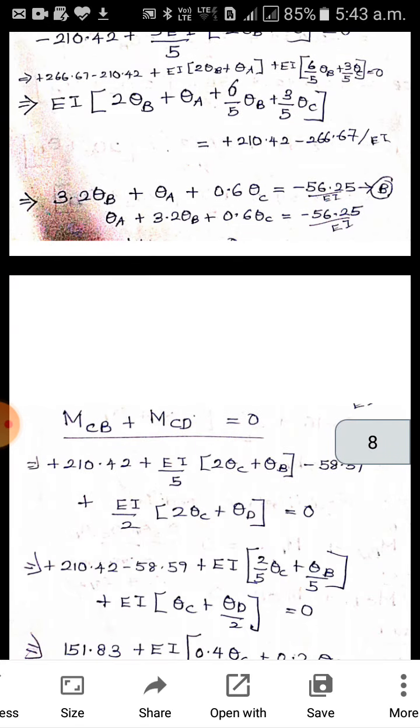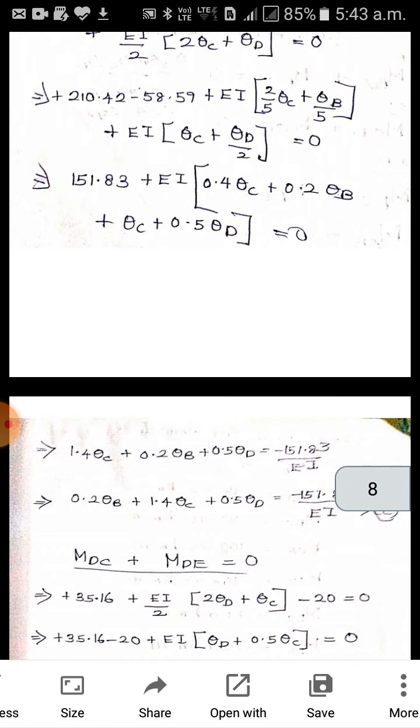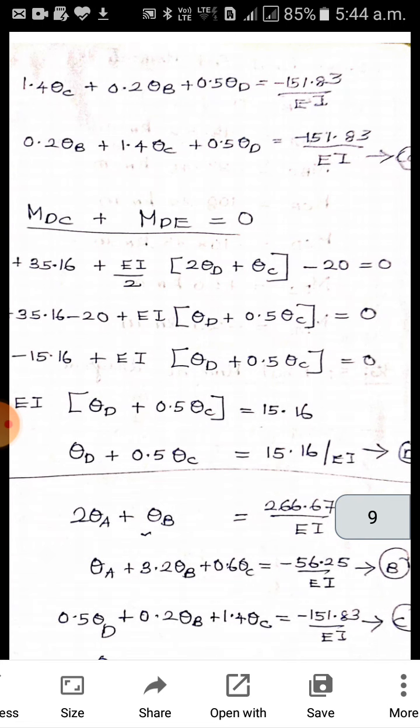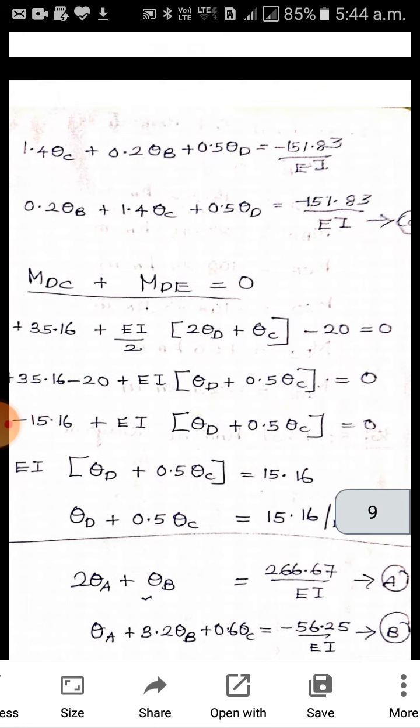You'll have one equation. MCB plus MCD equal to 0. You'll have another equation. See, all the equations are given. MDC plus MDE equal to 0. Again you have an equation. I have given the equations in the order A, B, C, D. See the last equation, you only have theta D and theta C. So what is the value of theta B? Theta B equal to 0. So write in this form, then it will be easy.